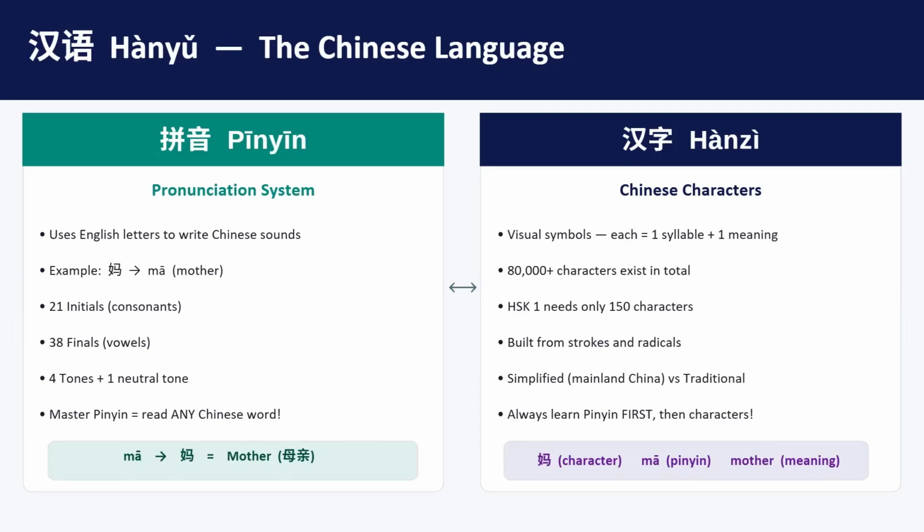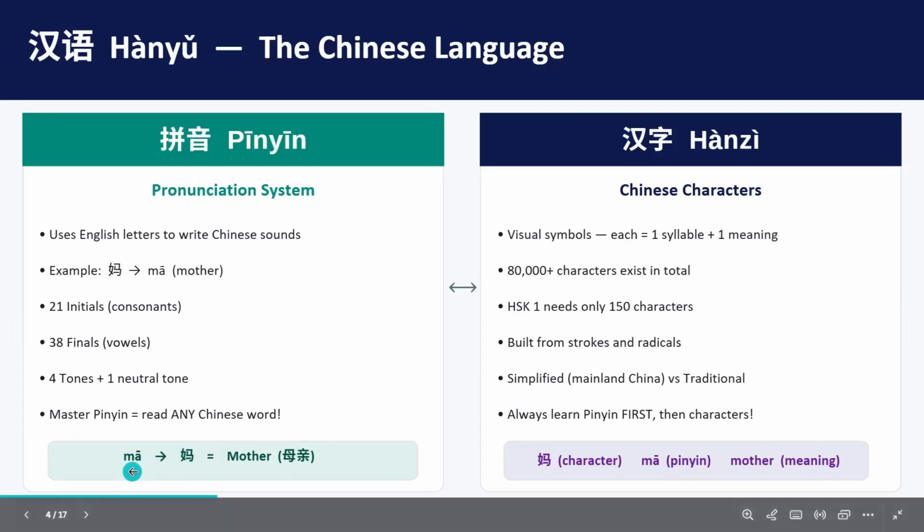Chinese has two important parts. The first one is pinyin. Pinyin is the official pronunciation system of Mandarin Chinese. It uses the English alphabet to represent Chinese sounds. For example, here, ma, we can see the English letters M and A. And above A, we can see a tone mark. This is a first tone mark. We will learn about this in the next slide.